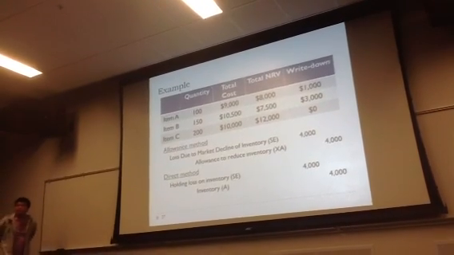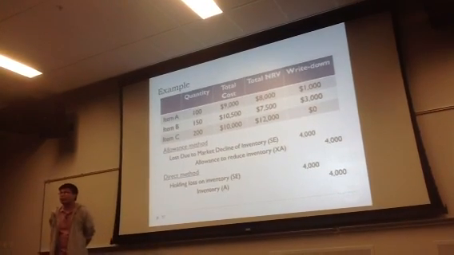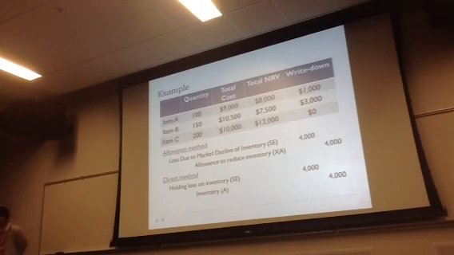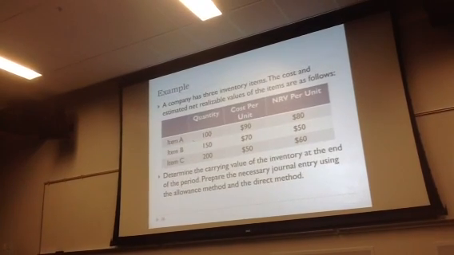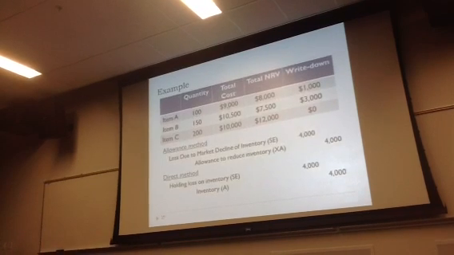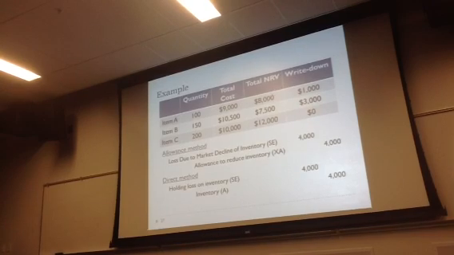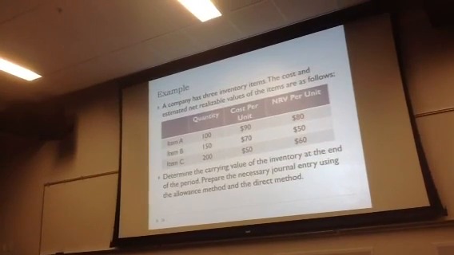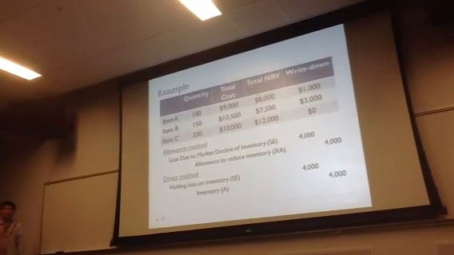Our main idea here is to compare the cost and the NRV, and then take the lower of the two. First, we calculate the total cost for item A, which is 100 units times $90, giving you $9,000. Similar logic applies for items B and C, so you would have the total cost for A, B, and C. The next step is to calculate the total NRV, which for A is 100 times $80, and so on for B and C.